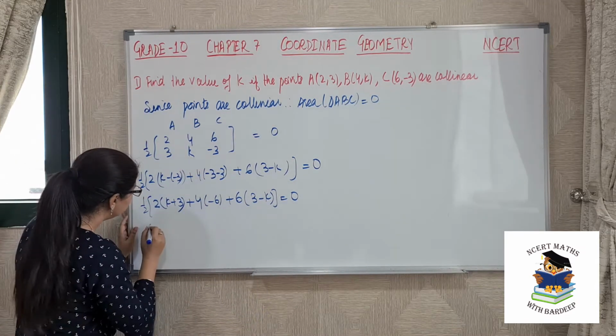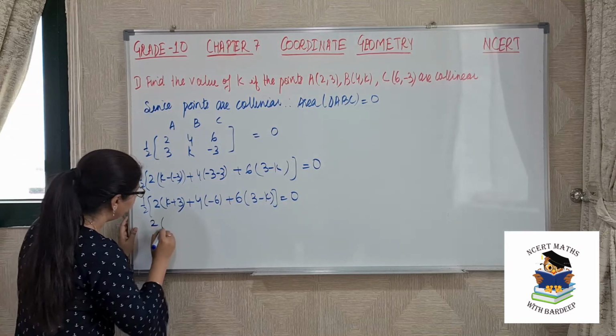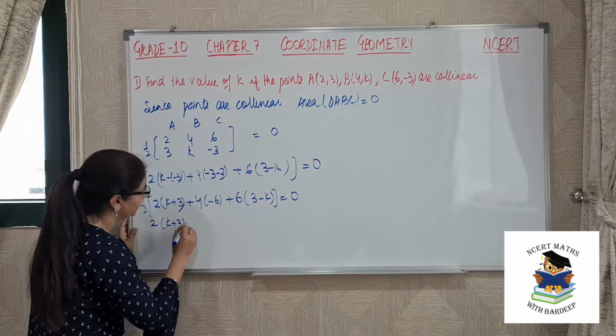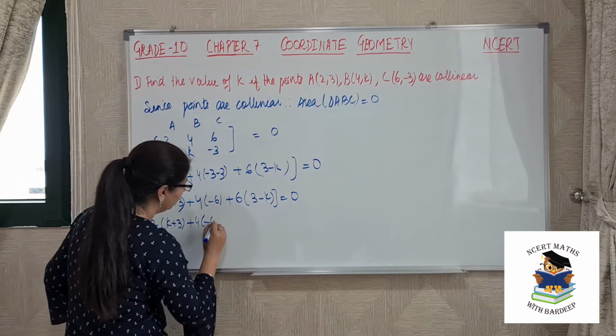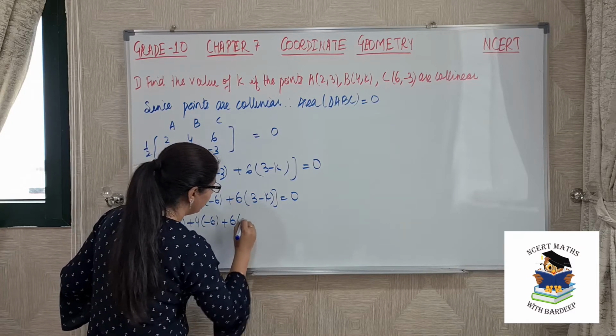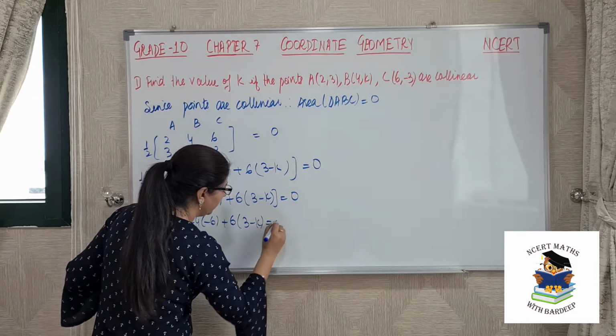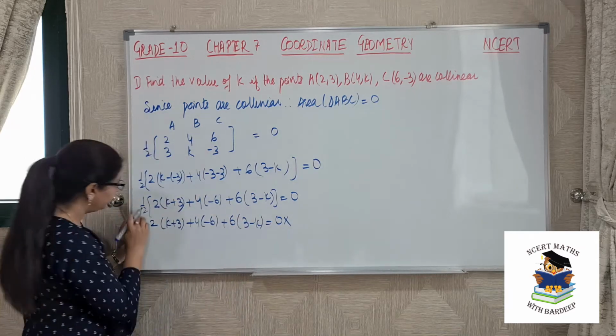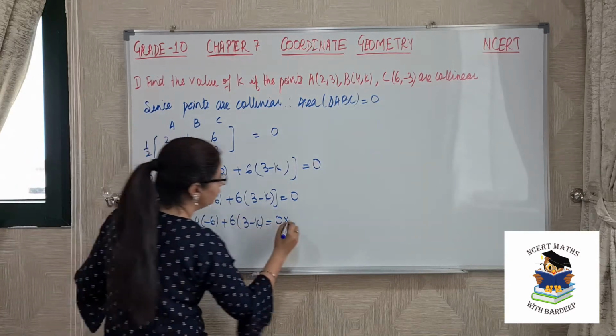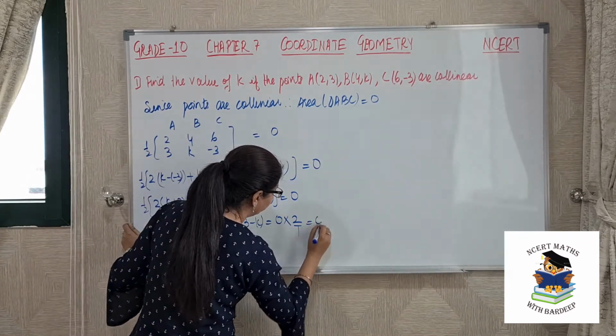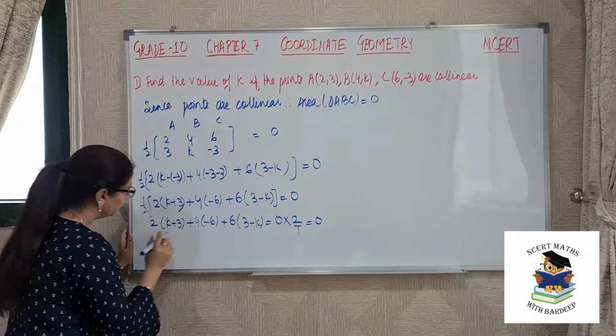Okay. So this is 2 times (k plus 3) plus 4 times (minus 6) plus 6 times (3 minus k) is equal to 0. Multiplied by this, 1 by 2 will become 2 by 1. So this is 0 again. Okay. So now let's open this.